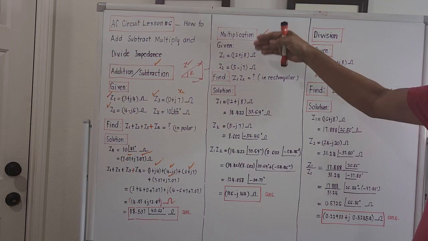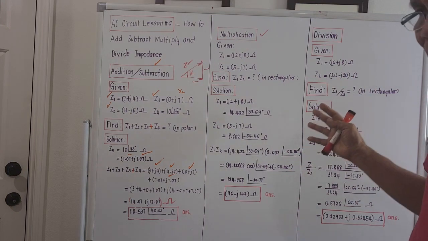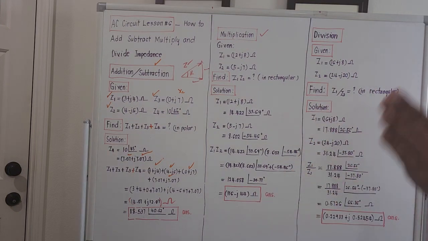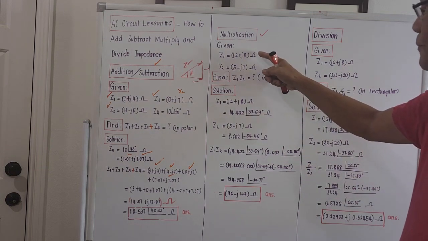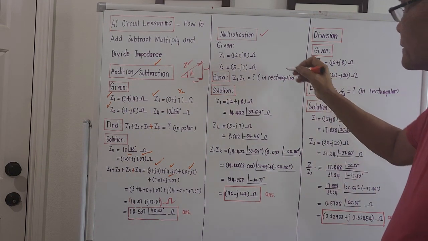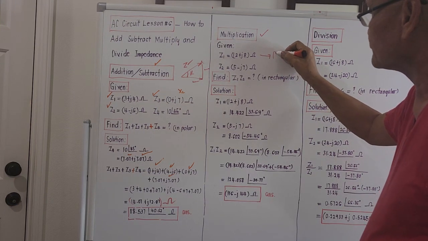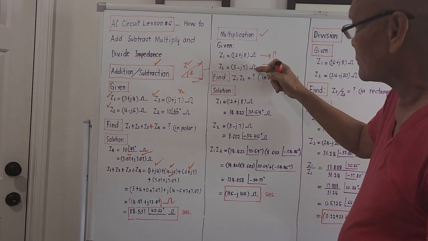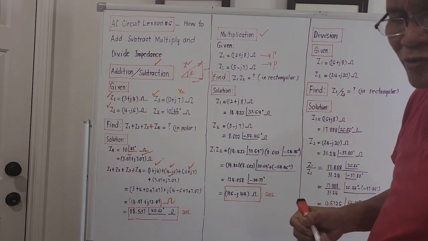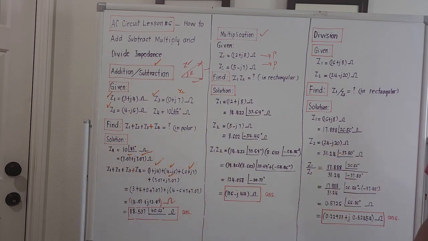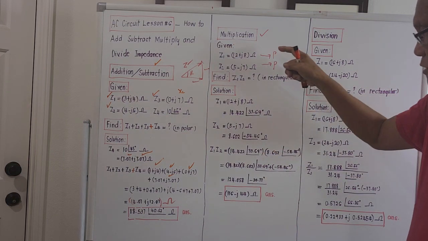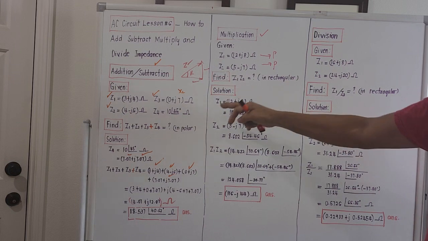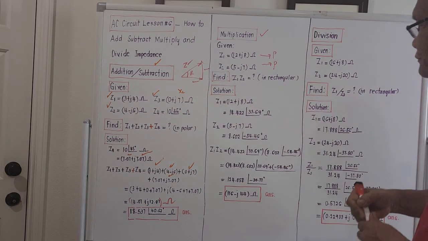For the operation multiplication, for it to be a simple solution, we must express both impedances in polar form. You convert this one to polar and also this one to polar. Because if you try to multiply these two immediately, actually we could solve it, but it will take longer. But if you are in the board exams, the fastest way to multiply is to convert both impedances to polar. So converting Z1, that's 12 plus j8.